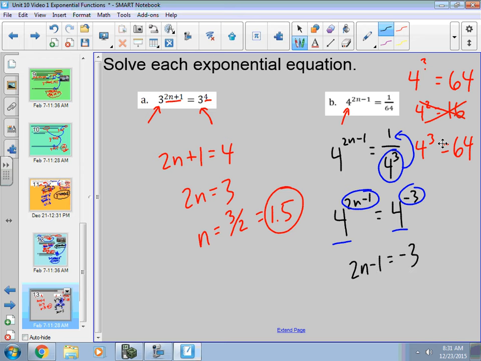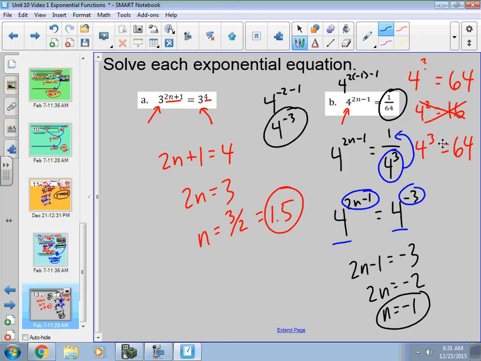Now if we solve this, we know what n is. Add 1, we get negative 2. Divide by 2, and it looks like in this problem n is negative 1. Just to show you that that works, let's put that in and see what we get. If we put negative 1 in here, you get 4 to the 2 times negative 1 minus 1. That's the same as 4 to the negative 2 minus 1, 4 to the negative 3. Is 4 to the negative 3 the same as 1 over 64?